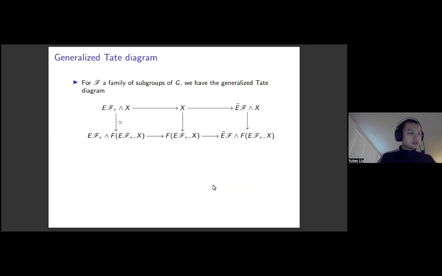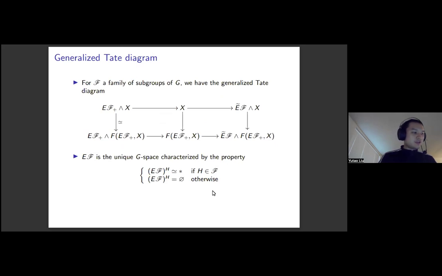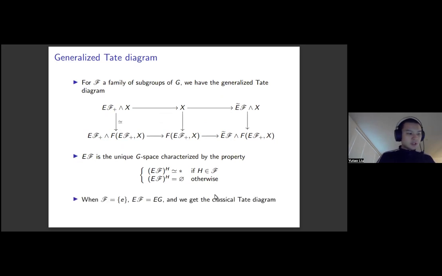In general, if F is a family of subgroups of G, then we have the following generalized Tate diagram, where you replace EG by EF. Here, EF is a special G space, which is characterized by its fixed point subspaces, which are either contractible or empty, depending on whether the group is contained in F. In particular, if F is the family of only the trivial subgroup, then the space EF agrees with EG, and we get the classical Tate diagram.